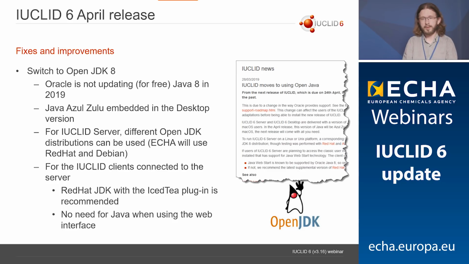Otherwise, we recommend the use of the Red Hat JDK, and you have all the details in our news alert on the Euclid website and also in our installation instructions. But again, for the vast majority of the users, the Euclid desktop users and the cloud users, no change is required.